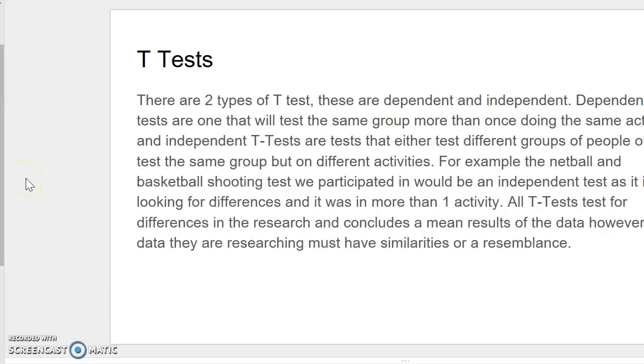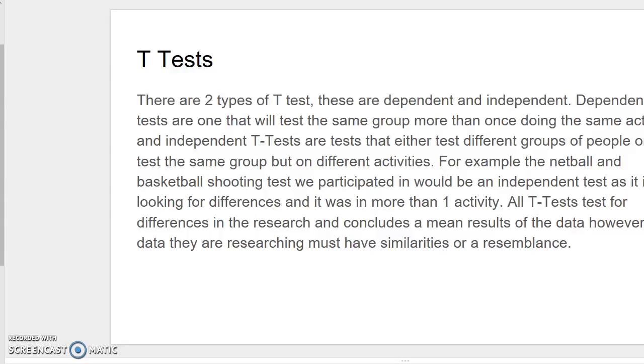T-tests. There are 2 types of t-tests. These are dependent and independent. Dependent tests are ones that will test the same group more than once doing the same activity. And independent t-tests are tests that either test different groups of people or test the same group but on different activities. For example, the netball or basketball shooting test we participated in would be an independent test, as it is looking for differences and it was in more than one activity.